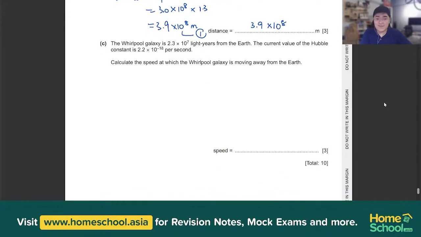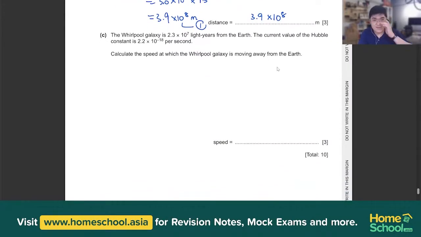Now let's move on to the last part of this question, which is also the last part of this entire paper. First things first, we now know the Whirlpool galaxy is 2.3 times 10 to the power of 7 light years away from Earth. And the current value of the Hubble constant is 2.2 times 10 to the power minus 18 per second. Okay, so we need to calculate the speed at which the Whirlpool galaxy is moving away from the Earth. I don't want to draw a diagram here, but let's just do this, all right?